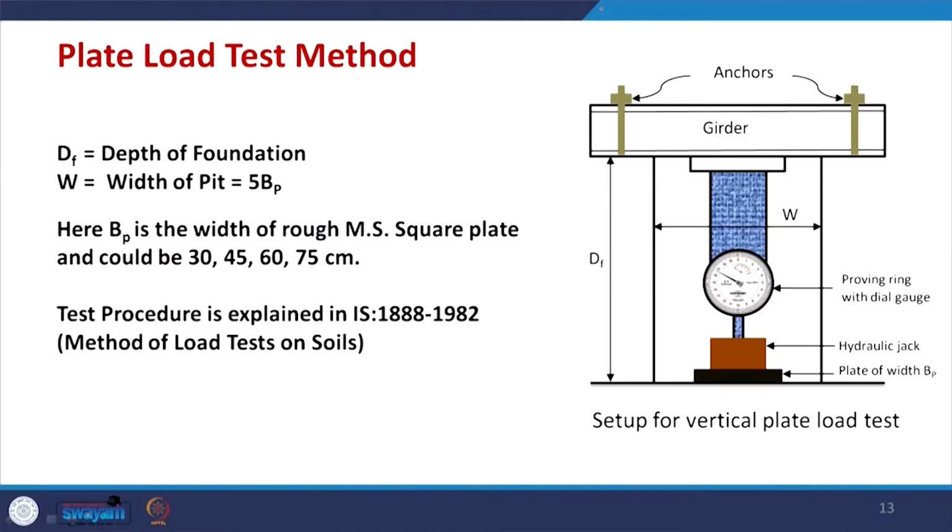So, the width could be anything, either 30 centimeter, 45 centimeter, 60 centimeter or 75 centimeter. So, the width could be selected out of this range from 30 centimeter to 75 centimeter, with an increment of 15 centimeter. The width of the pit in which the test is conducted is required to be 5 times the width of the plate, that means 5 times BP, while DF is called the depth of footing. So, the plate is kept at the same level where later on the footing will be kept.